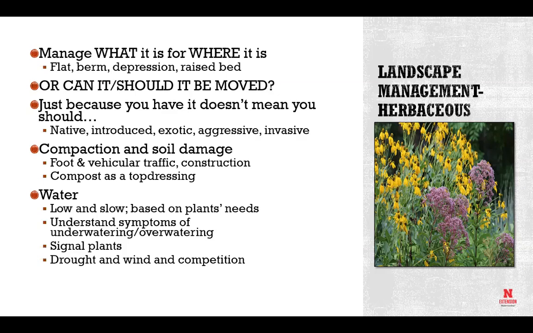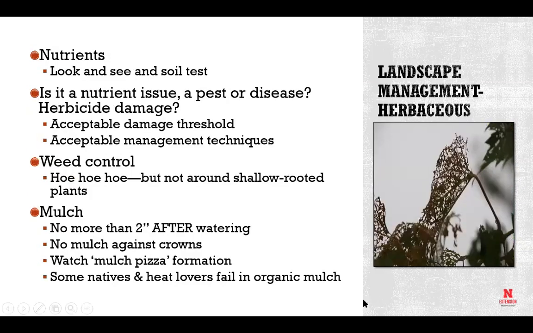Or even insects. Insects, same thing. Some will attract insects first. Roses, Japanese beetles. Grapes, Japanese beetles. Apples, Japanese beetles. 300 species, Japanese beetles. Okay, same thing with nutrients. Is it a nutrient issue, a pest, or a disease?